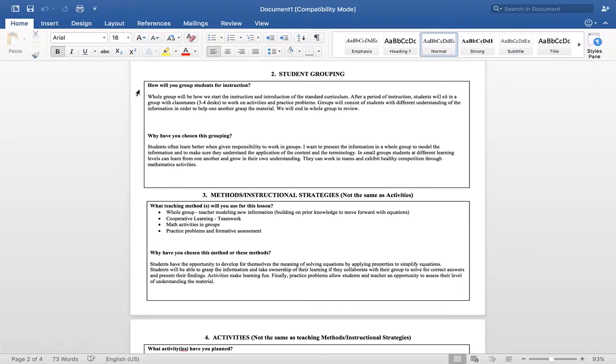Groups will consist of students with different understanding of the information in order to help one another grasp the material, feed off of one another, and take some ownership. We will end in a whole group to review and do some practice.